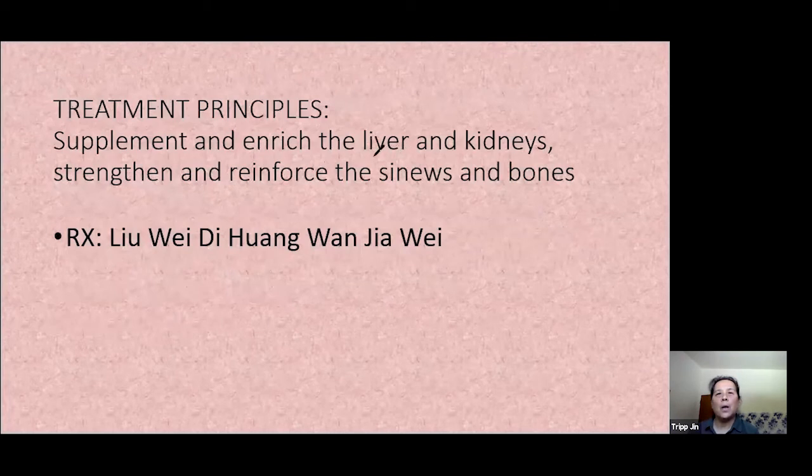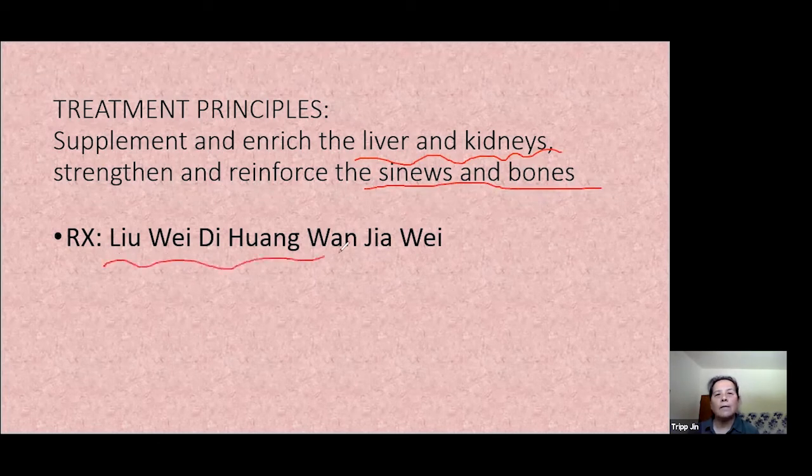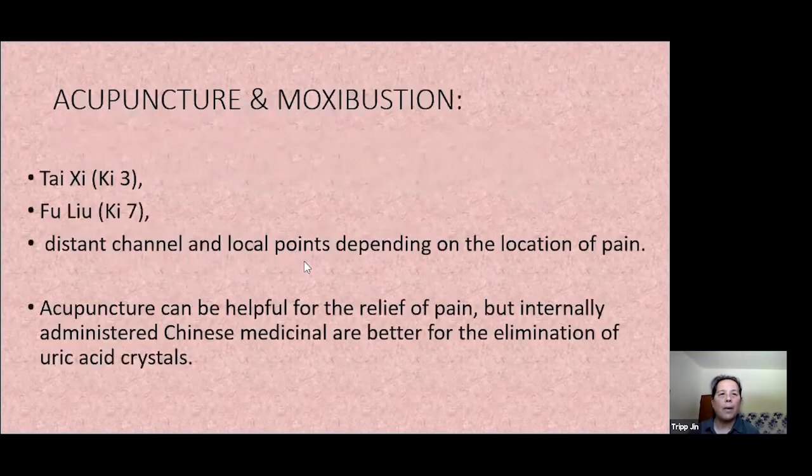The treatment principle, we need to tonify or nourish the liver and the kidney, and make the bone strong and relieve pain. The formula we use, Liu Wei Di Huang Wan, we are very familiar with this formula already. So, mainly a kidney tonifying formula. Acupuncture, we mainly work on the kidney. Liver and kidney have a mother-son relationship. If we nourish or tonify the kidney, we nourish and tonify the liver. Then plus local points.